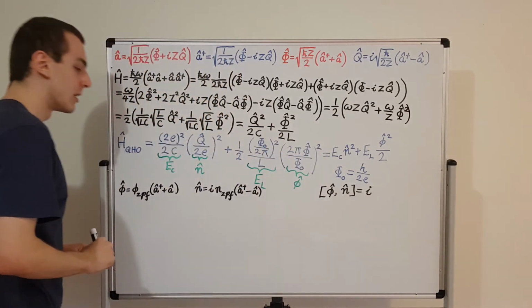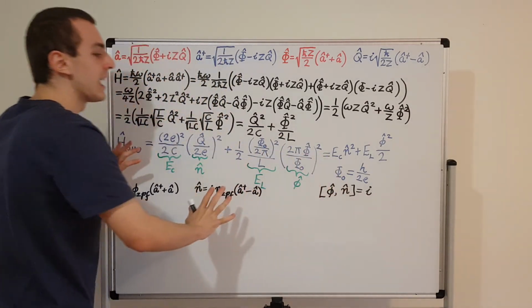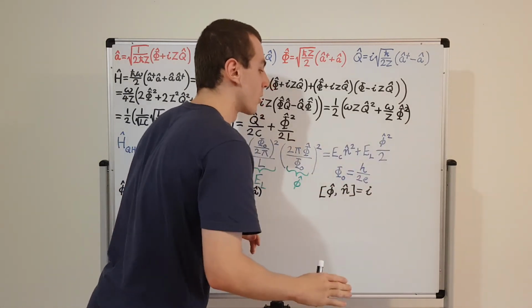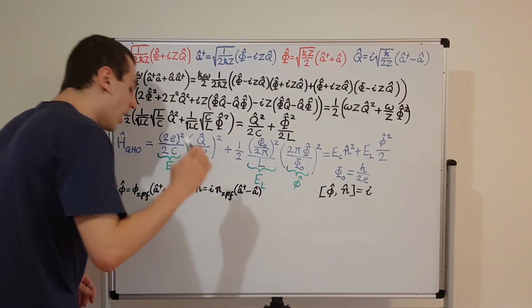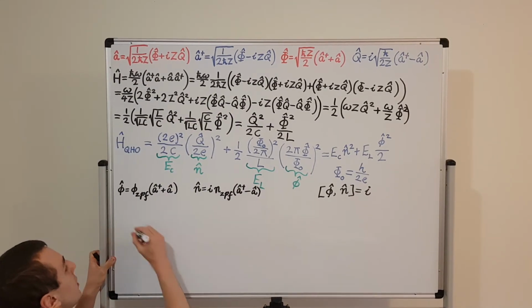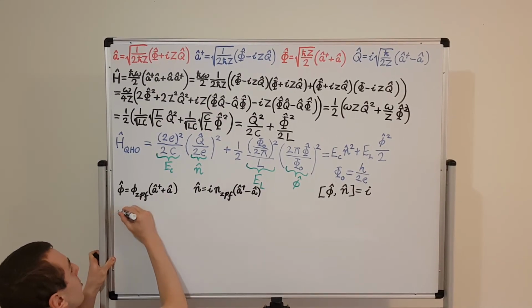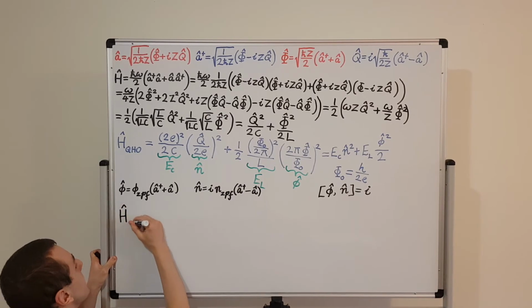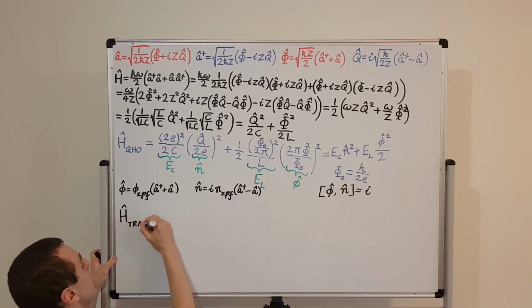So now that we've written all of this stuff in these alternative dimensionless quantities, let me write down 2 other important Hamiltonians. So first, I'll write down the Hamiltonian for the transmon. So I'll write that as H sub transmon.